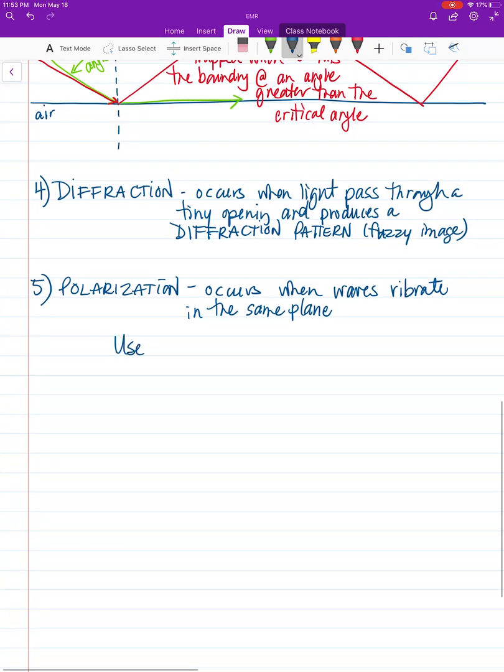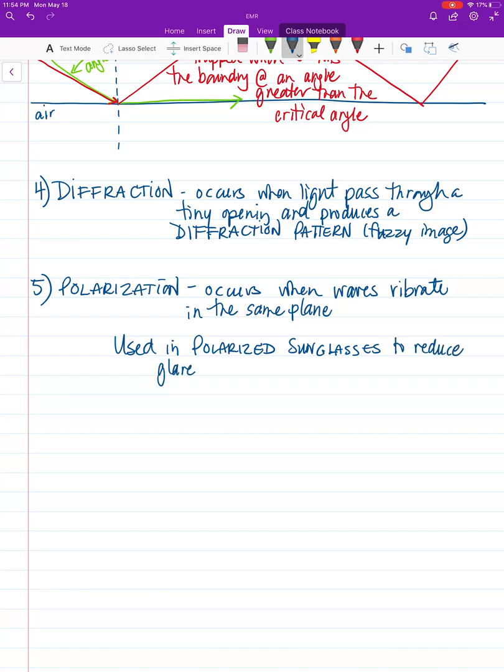So this is used in polarized sunglasses to reduce the glare off horizontal surfaces.